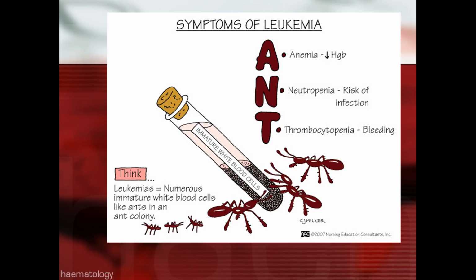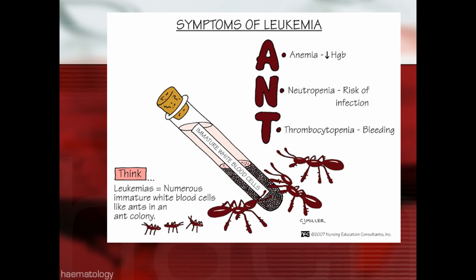So, symptoms of leukemia. You have the word ant. You have anemia, neutropenia, thrombocytopenia, which we're going to talk about. Neutropenia. Remember, no neutrophils to fight off the bacteria, so they are at risk for infection.